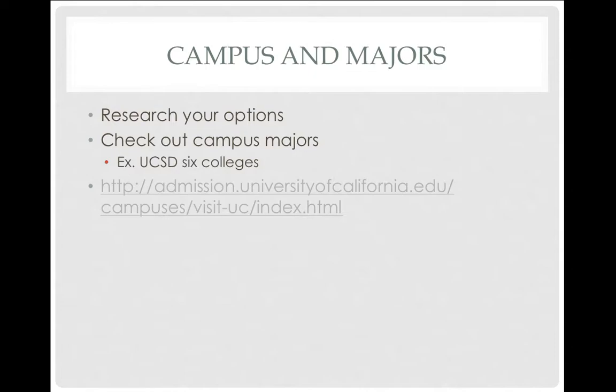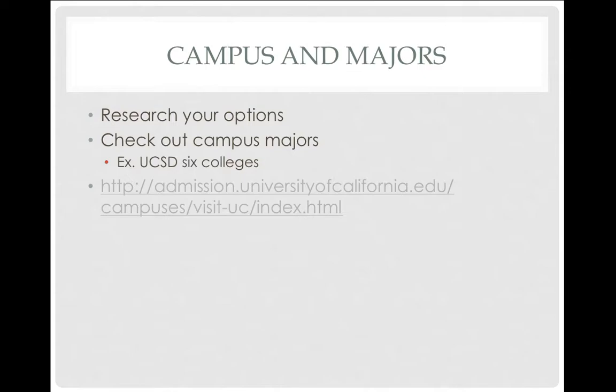Before you apply to the UC campuses, it's incredibly important that you research your options. There are 9 undergraduate UC colleges, and it's really important that you go through each one and get a sense. They have a little bit of a different personality depending on where they're located, the majors that are offered, and the different colleges.